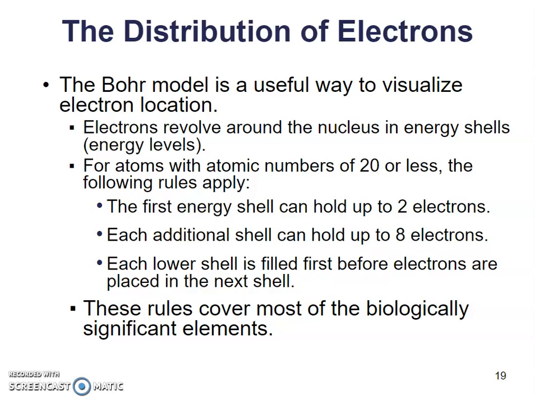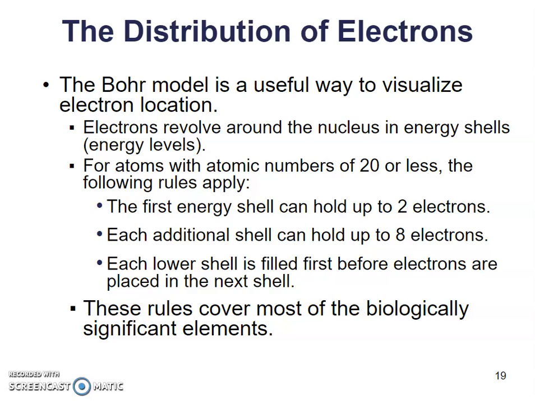The distribution of electrons. The Bohr model is a useful way to visualize electron location. Electrons revolve around the nucleus in energy shells. For atoms with atomic numbers of 20 or less, the following rules apply. For a larger element with an atomic number of more than 20, the rules get a little bit shifty. We're only going to focus on the first 20 elements, so these rules will apply.